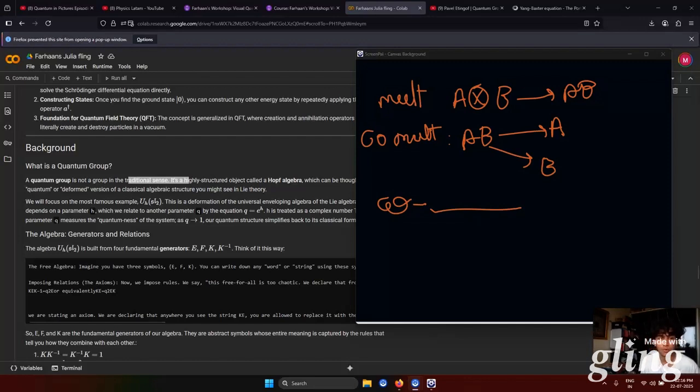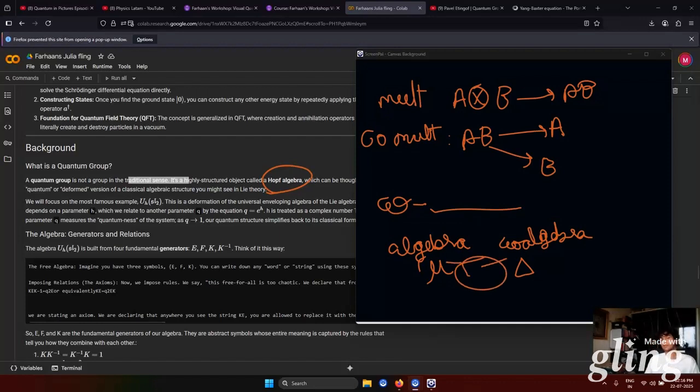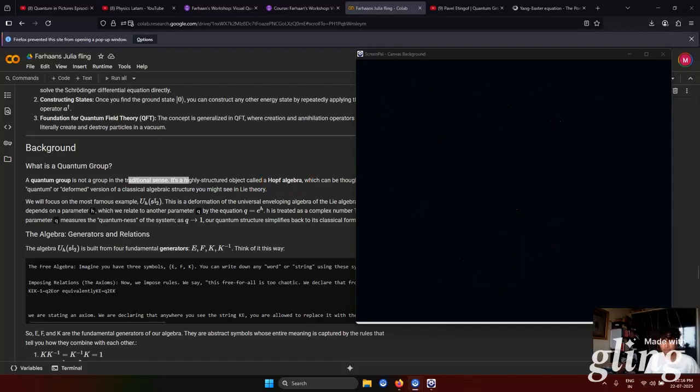What a Hopf algebra is, is an algebra which is both: it combines the structures of an algebra and a co-algebra by combining the operators of multiplication, mu, and co-multiplication. These two are opposite things, and when you combine these two structures together and define the relations, you get a Hopf algebra. Now, let me erase everything.